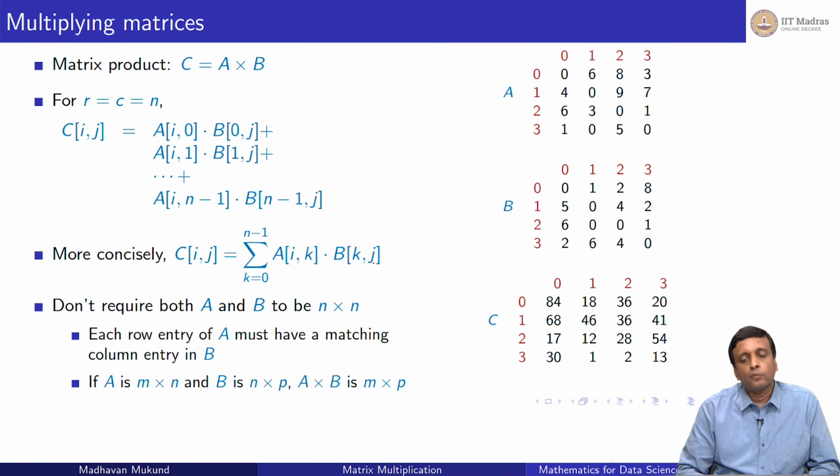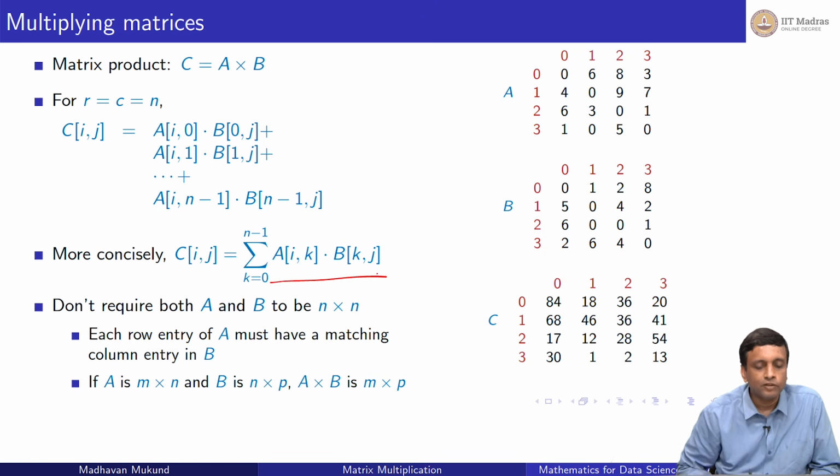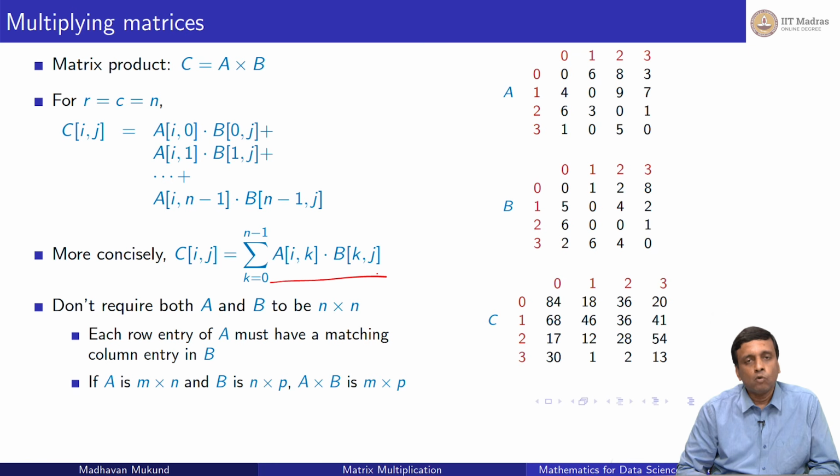So in general, we don't need these matrices to be square. What we want is that this thing is well defined. For this to be well defined, when I am walking down row i in A, I must be able to take the same number of steps in column j in B. So if I process some number of elements in that row, then I must be able to find a matching element for each of them to multiply and then add up. So the length of a row in A must be the same as the length of a column in B.